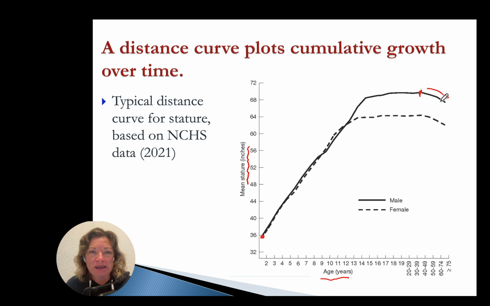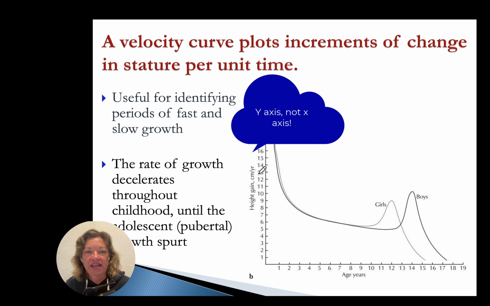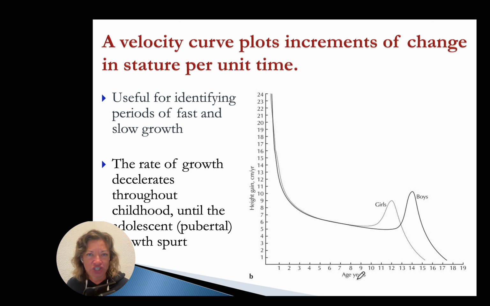And it doesn't change dramatically. It's about half an inch per decade or something like that in most people. And this shrinkage, growth in reverse, loss of stature, is due to things like compression of intervertebral discs and loss of cartilage. Now, in contrast to a distance curve, a velocity curve plots increments of change in stature per unit time. Here you can see the x-axis, this time the height gain shown in centimeters per year, and that's plotted against age in years. The dashed line is females, the black line males.